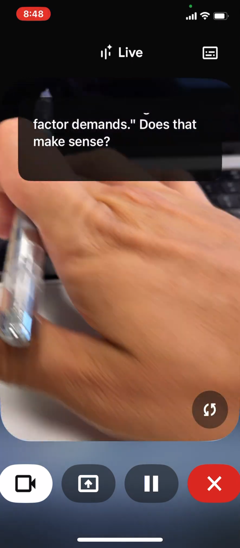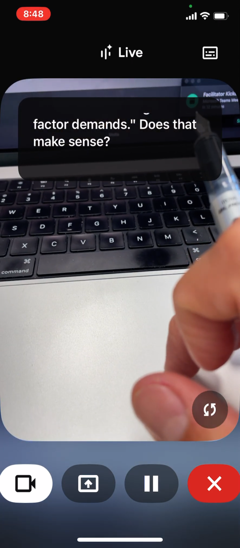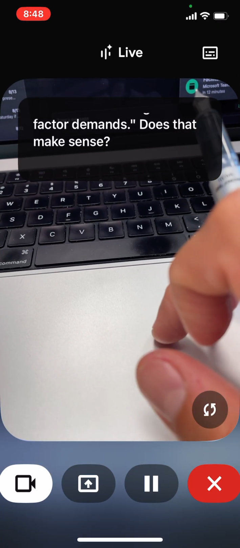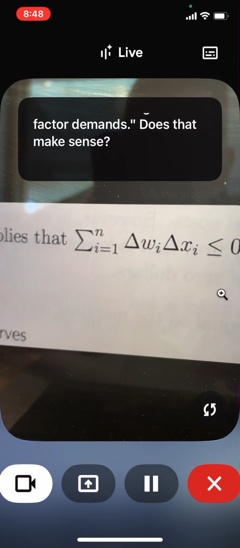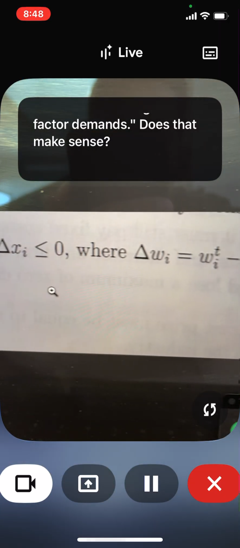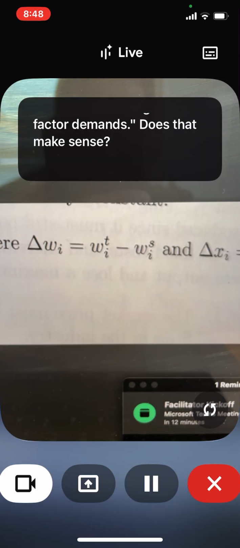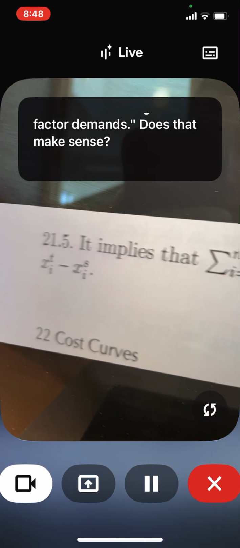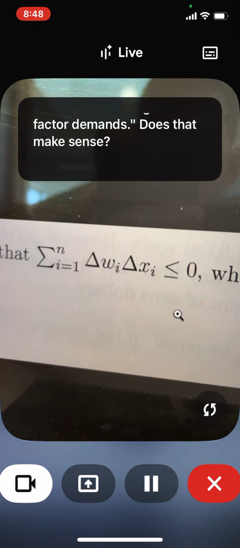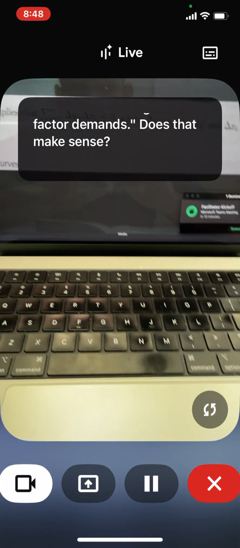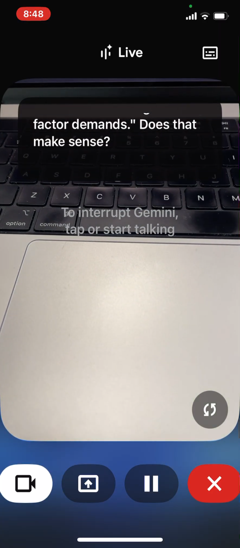Awesome. Let's look at the answer here. It implies the sum from 1 to n is less than or equal to 0, where delta w is the change in prices and delta x is the change in demand. Okay, awesome. It looks like we did get the right answer. Thank you so much.